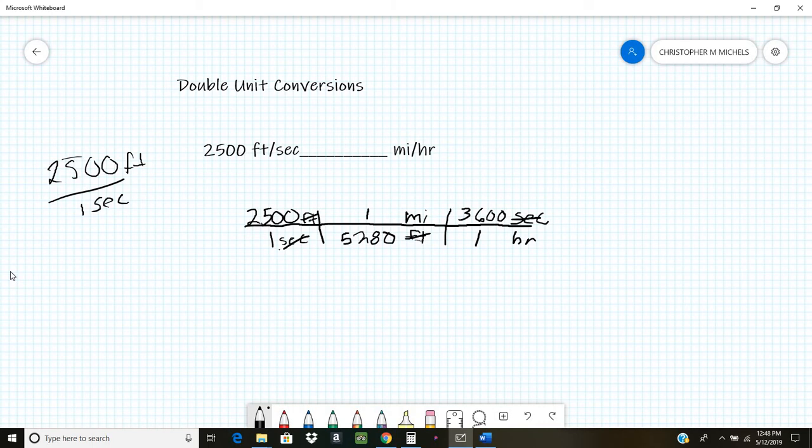Oh, might as well just write the whole thing again. So let's see. Okay, let's see. So what do we have to do on that one? It was 2,500 divided by 5,280. Then I'm going to times that by 3,600. Okay, so let's do the calculation on that.